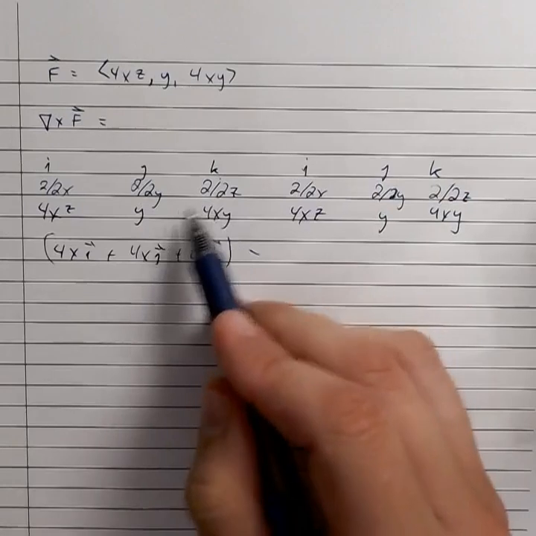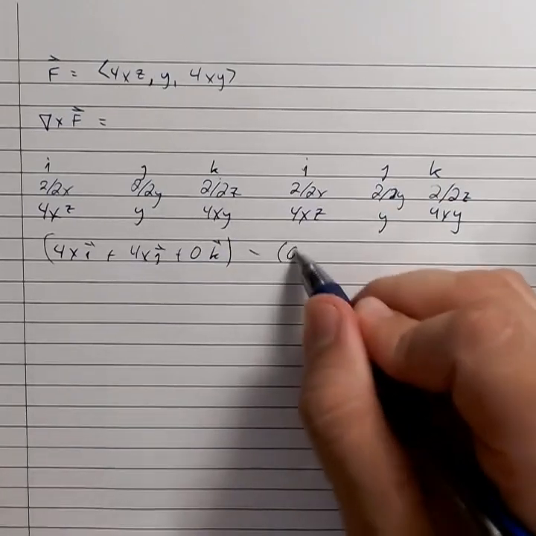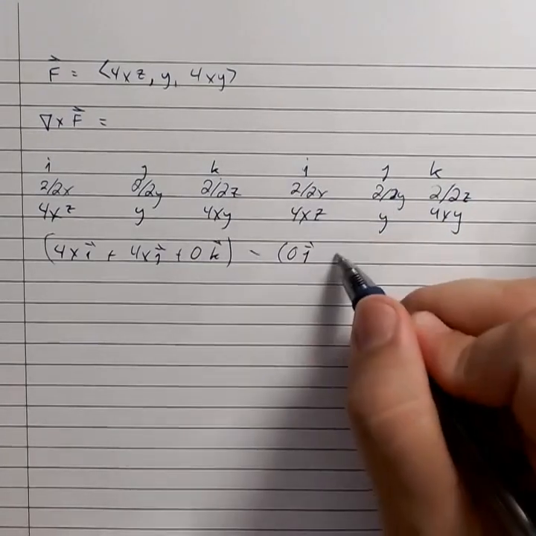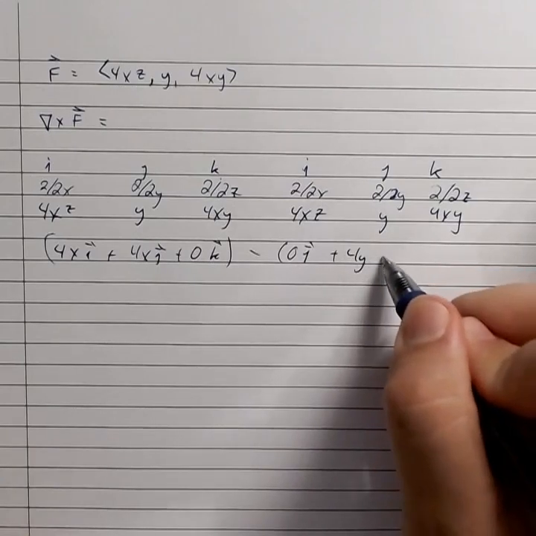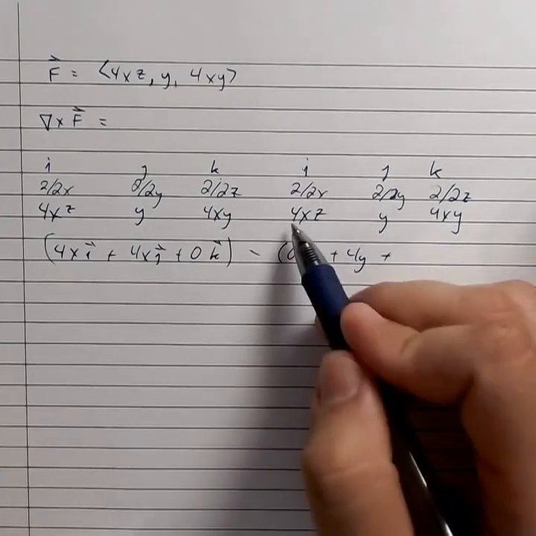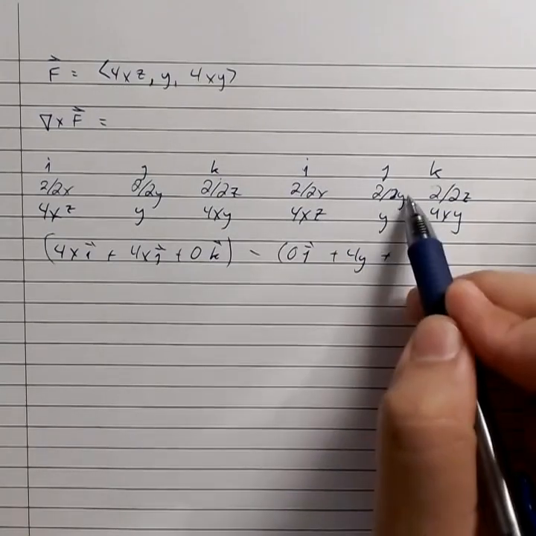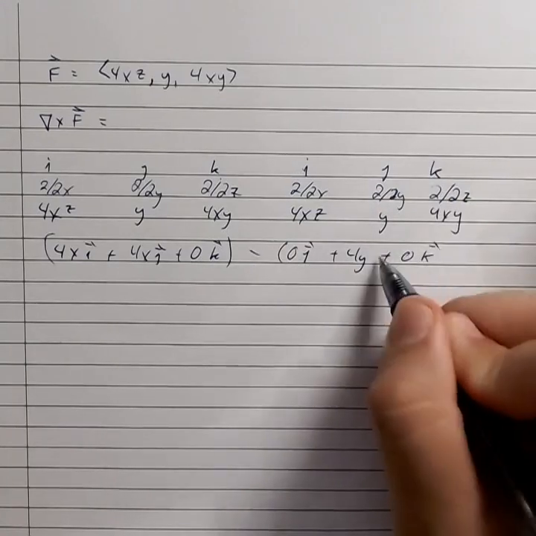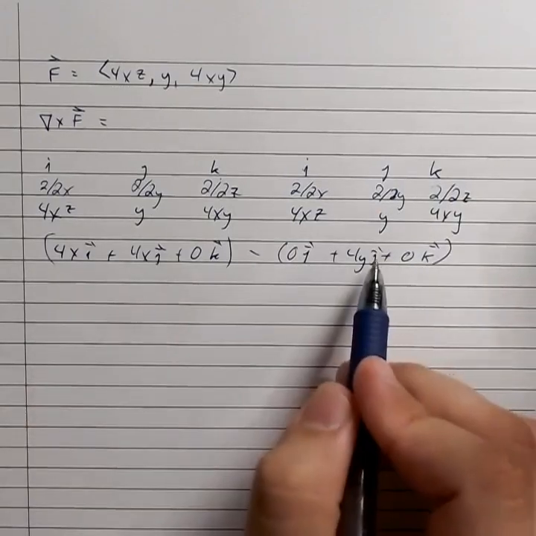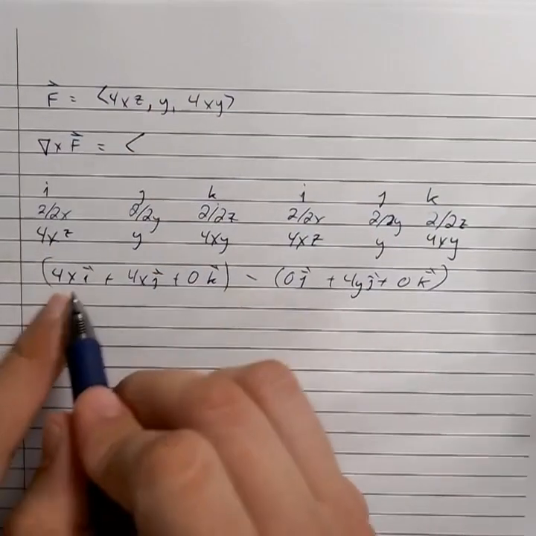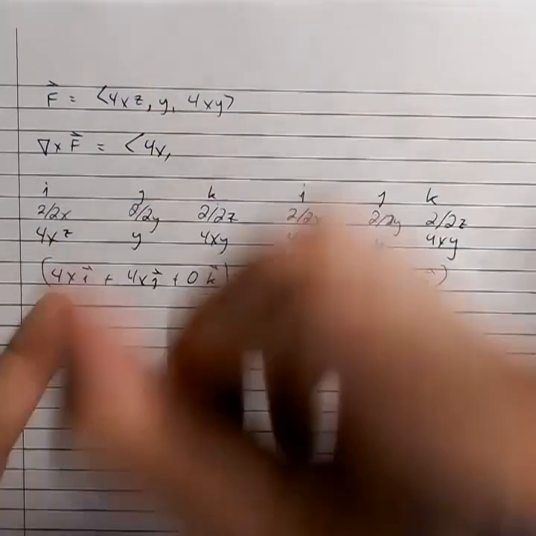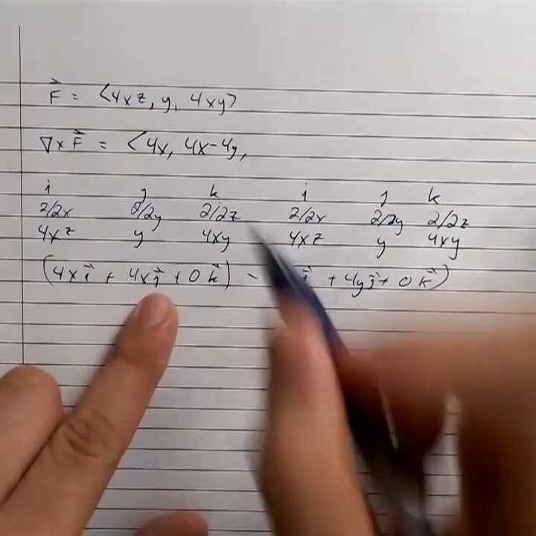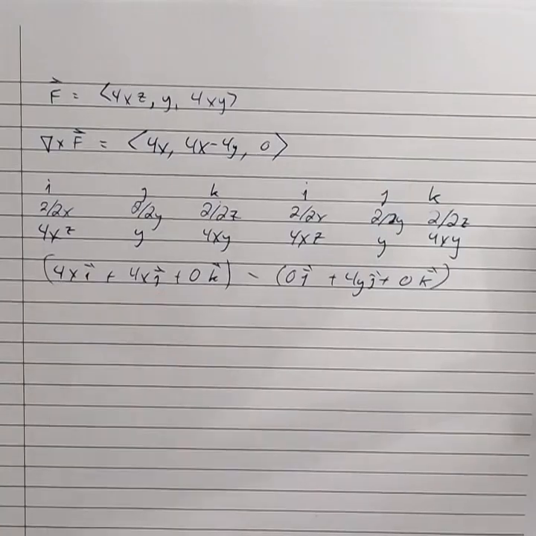Minus, going back this way, with respect to z, y is a constant, so its derivative is 0. With respect to x, the derivative of 4xy is just 4y. And with respect to y, the derivative of 4xz, well, 4xz is a constant with respect to y, so that derivative would just be 0. And so if I subtract these off, the curl is going to be 4x minus 0, so that's 4x, comma 4x minus 4y, comma 0 minus 0, which stays 0. So there's the curl of F.